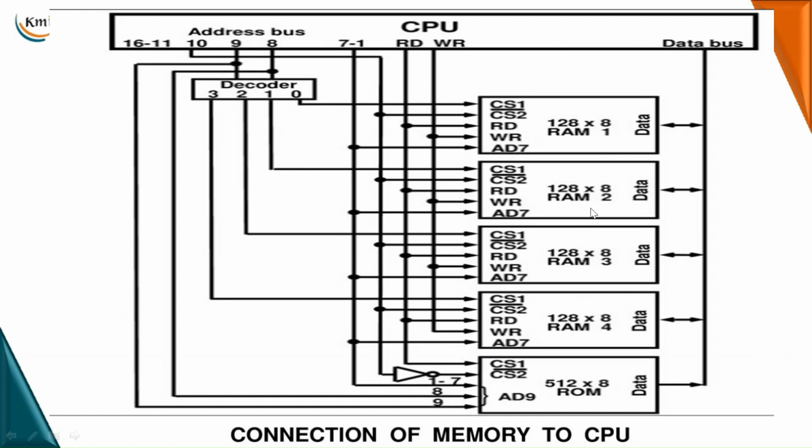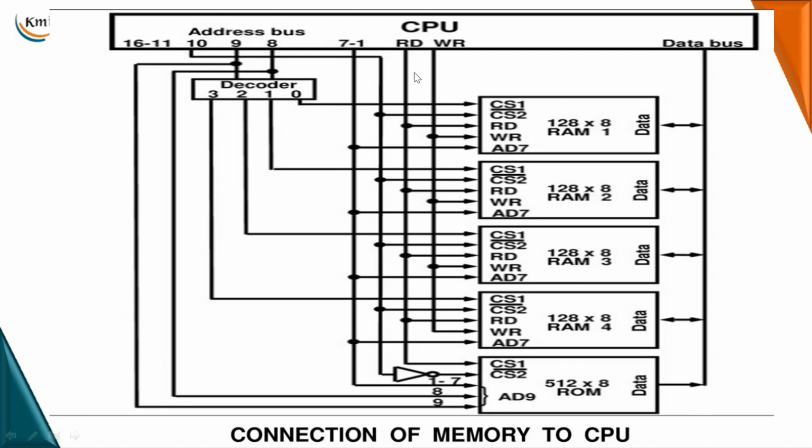CPU. If you see this particular diagram, this is your main memory which is designed using 4 RAM chips and 1 ROM chip, where each RAM is of capacity 128 bytes of 8 bits each. So since our chip selection inputs are 2, we have 2 to the power of 2, 4 RAMs present, and 1 ROM, and the ROM capacity is 512 bytes of 8 bits each. So this is nothing but your main memory.